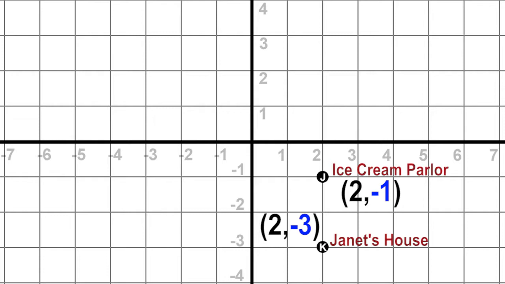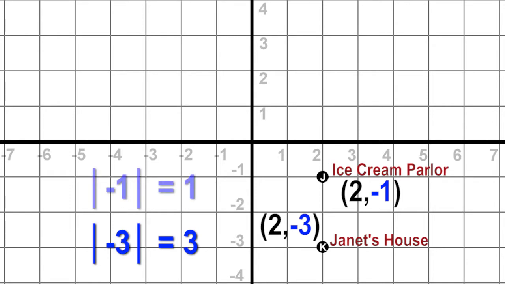The y coordinate for Janet's house is -3. The absolute value of -3 is 3. The y coordinate for the ice cream parlor is -1. The absolute value of -1 is 1. Because these 2 points are in the same quadrant, we will actually subtract their absolute values. 3 minus 1 is 2. Therefore, the 2 places are 2 units apart, which is very simple to see on the coordinate plane.